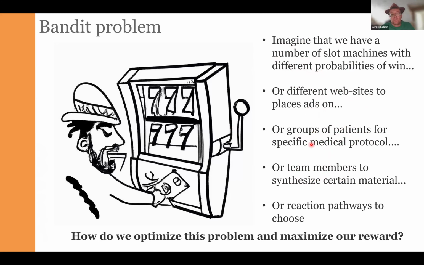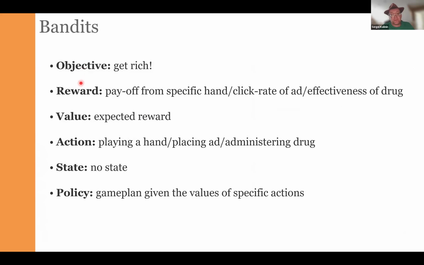First of all, whenever we talk about decision-making problems, always go through objective, reward, value, action, state, and policy. If you cast your problem in terms of these components, then it will almost immediately be obvious what type of algorithm you can use. So for bandits, the objective is to get rich, right? The reward is a payoff. For example, what is the click rate of a specific ad or the payoff from a specific slot machine? The value is the expected reward.